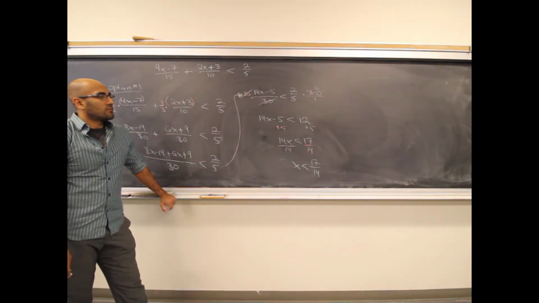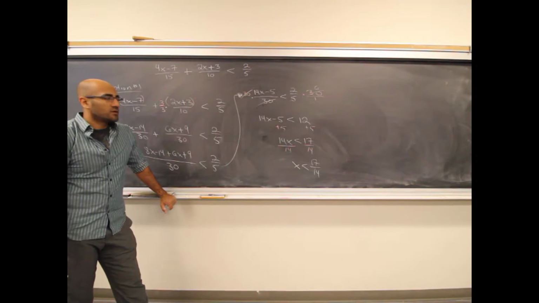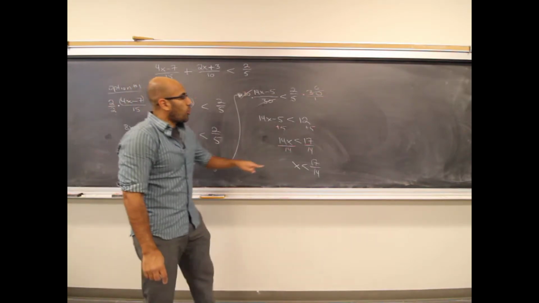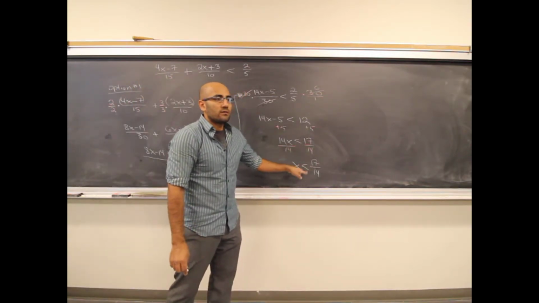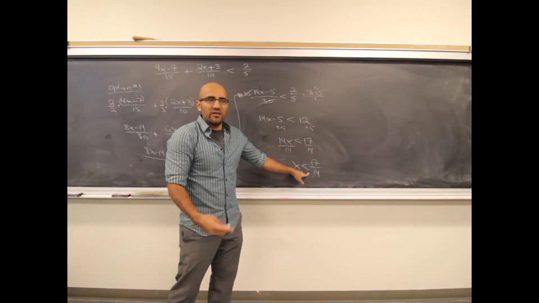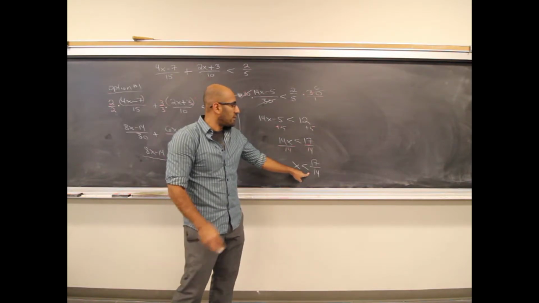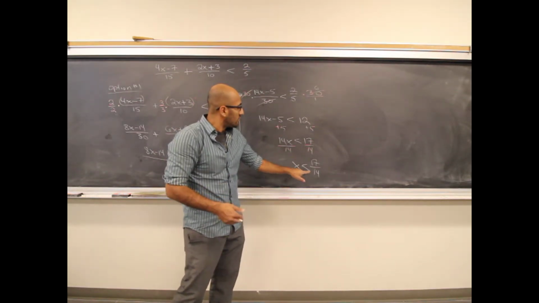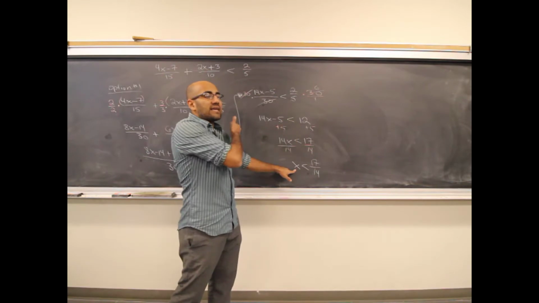Good? Questions? What two whole numbers is that trapped between? It's bigger than what whole number? 1, but less than what whole number? 2. It's trapped between 1 and 2, right? It's some decimal number, 1 point something between 1 and 2. And I want all numbers that are strictly less than that.